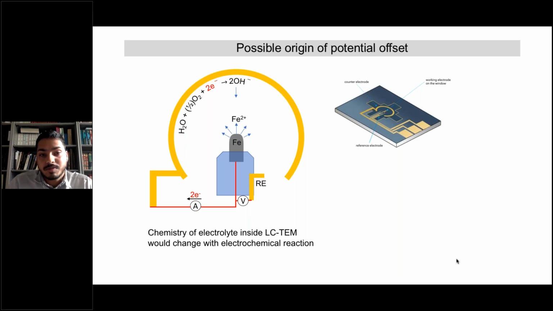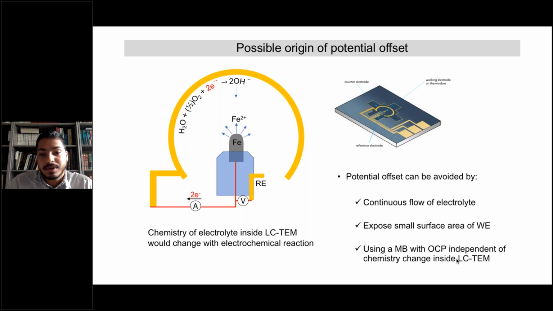So how to avoid those potential offsets? Simple solution. First, if you are using a continuous flow of the electrolyte, then you will never have this problem, because you are always flushing the electrolyte. And if you decided not to flow the electrolyte, then use a small surface area of working electrode, at least with respect to the volume of the electrolyte in your liquid cell TEM.